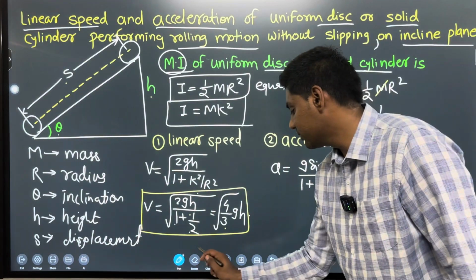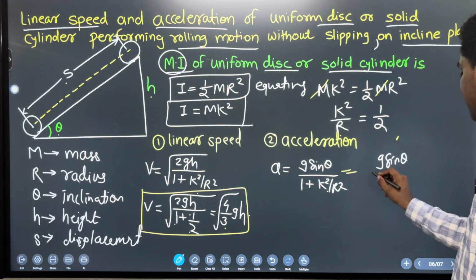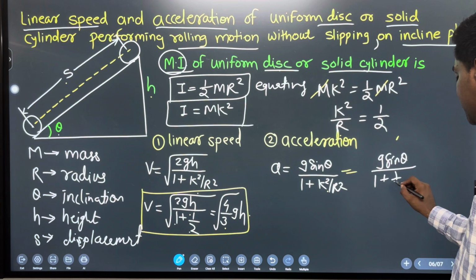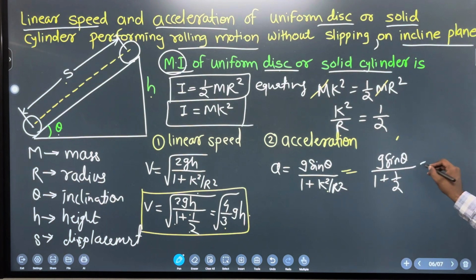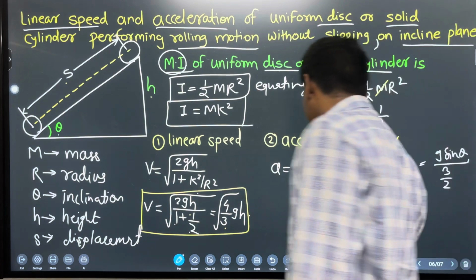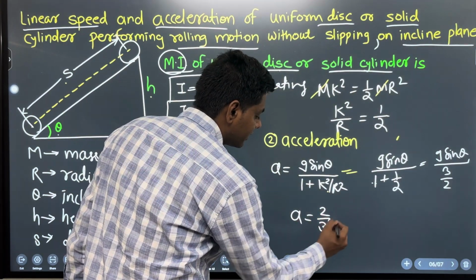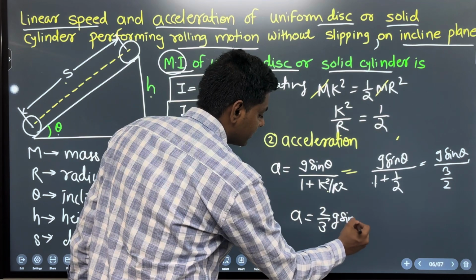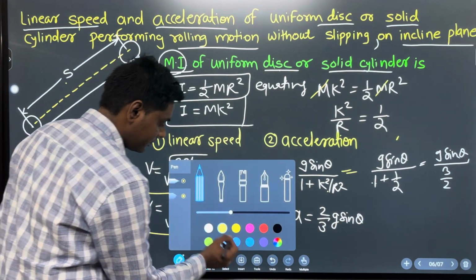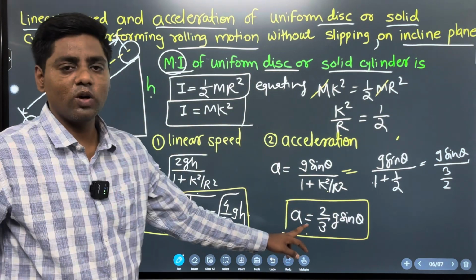Next we solve for acceleration. So what do we get? Very simple. We substitute: g sin theta divided by 1 plus 1/2. Do the cross multiplication, what will the answer be? g sin theta divided by, 2 ones are 2, 2 plus 1, that is 3/2. Taking the reciprocal, we get the formula of acceleration equal to 2/3 g sin theta. So this is the formula of acceleration.